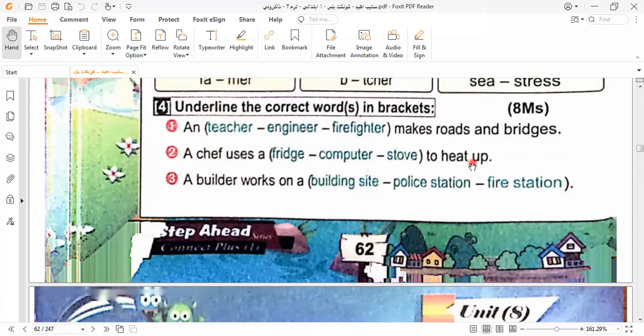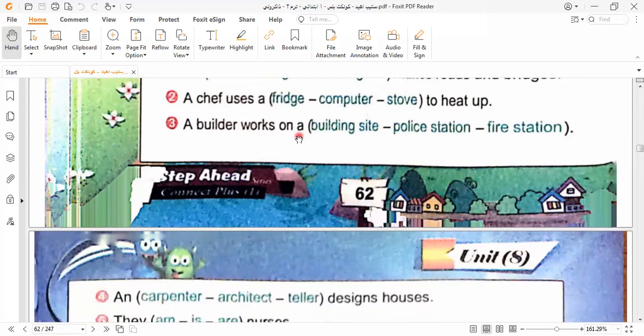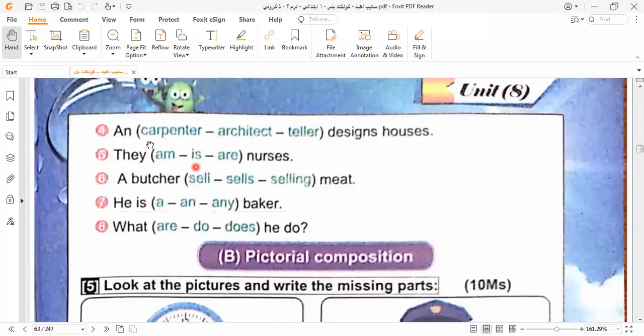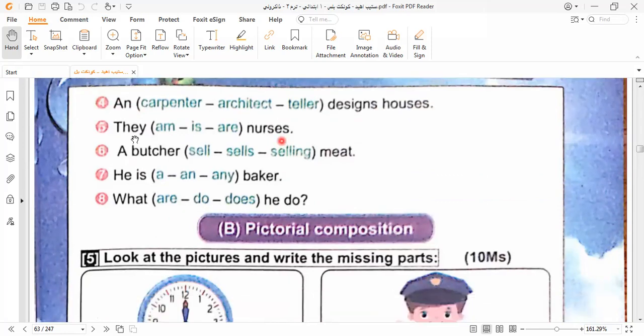A chef uses a stove to heat up. We know that a chef uses something to heat the food. Which one? What can they use to heat the food? Stove. A builder works on what? On a building site. Let's go to another sentence. Here is also an, we have a vowel sound here. So which one? Architect. Designed. They, verb to be followed by they: are. So they takes are.